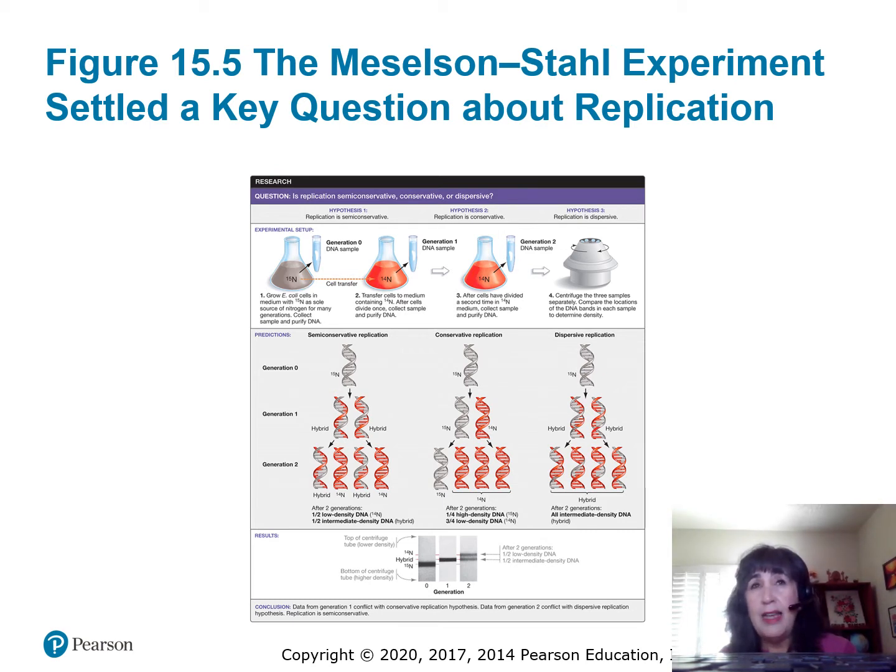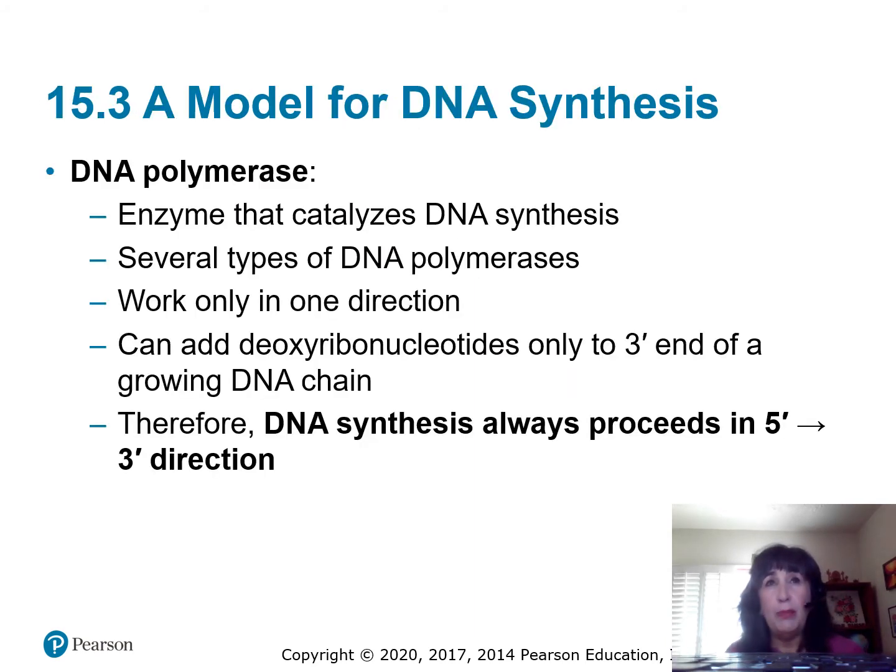And then lastly, if you look at the second generation with dispersive, you see that bits and pieces form old and new strands. So the truth is what they did is they found out that when they did electrophoresis, there were 2 bands, and that matches up with semi-conservative replication. So this is how we know that the type of DNA replication is called semi-conservative replication.